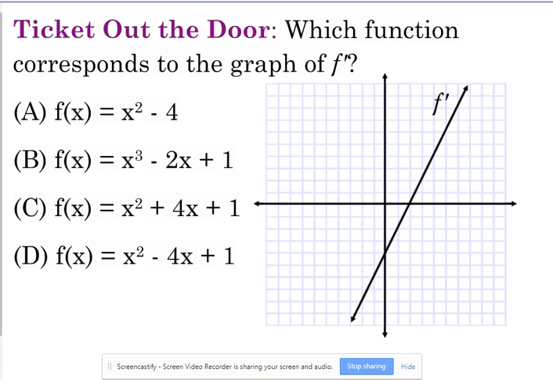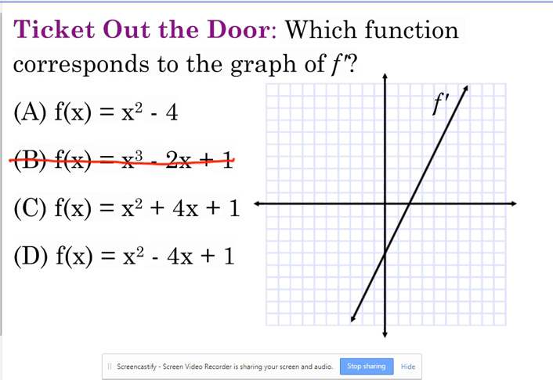So this is asking us which function corresponds to the graph of f prime. So let's think about this for a second. When we take the derivative of a function, the degree decreases by 1. So if our original function is a quadratic, the derivative should be linear. Well, aren't we looking at the graph of a line? So which answer choice should I eliminate? B. It's a cubic function. Its derivative is going to be a quadratic. I'm not looking at a parabola. So I know it's got to be either A, C, or D.